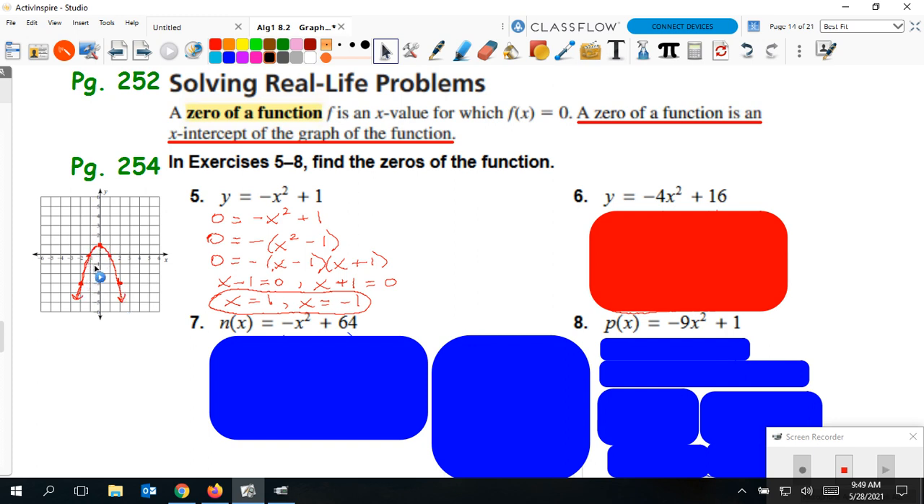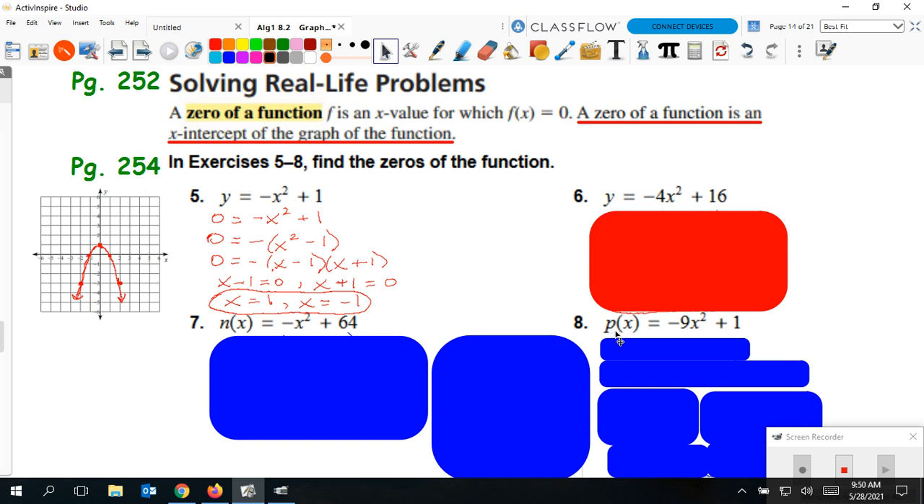And you can see here are the x-intercepts. The x-intercepts right there are 1 and negative 1. That's the x-intercepts. That's the solutions. Those are the zeros of the function. All right, I'm going to do number 8, and then I'm going to have you try number 6 and number 7 on your own. So number 8, p of x.